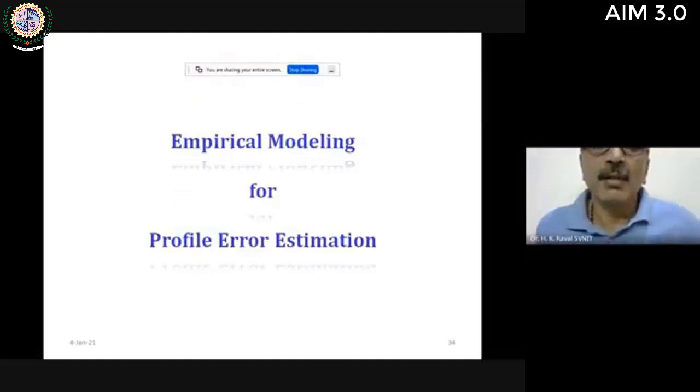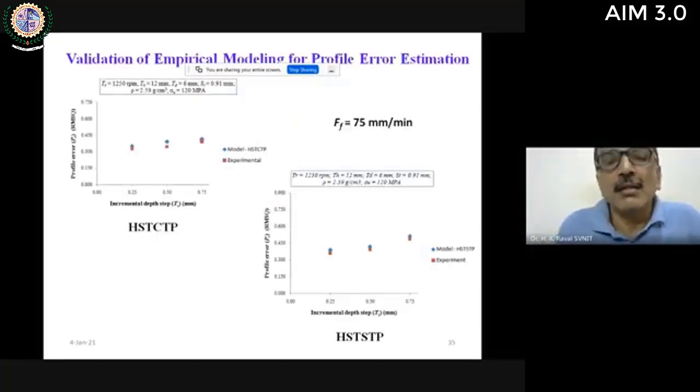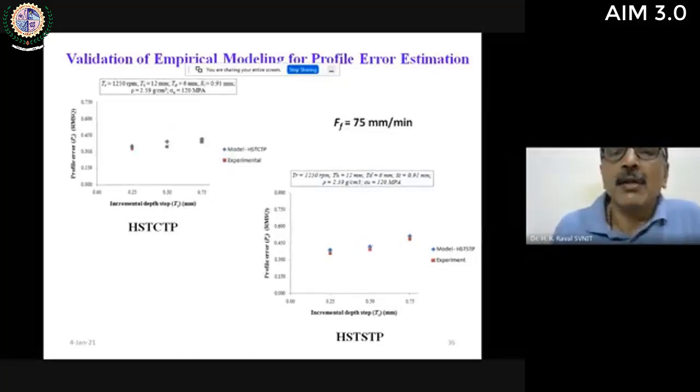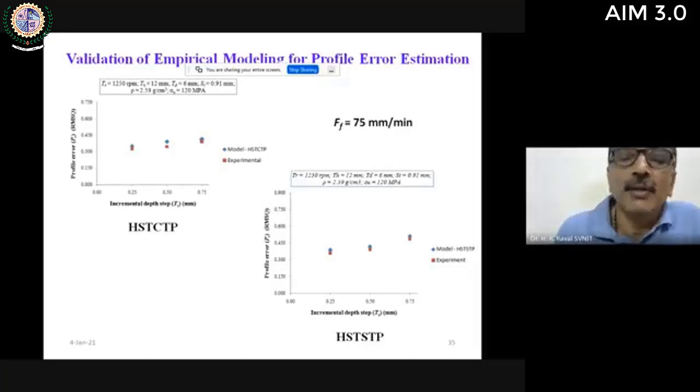We also did some empirical modeling of profile estimation, and these are the results of the model, where a regression model is used and compared. In this particular model, 75% of the readings are used to develop the model, and 25% of the readings are used to compare the model developed. The model readings are shown in blue, and the experimental readings in red. These are bound to be in good agreement because the regression models are developed using the experimental data itself.